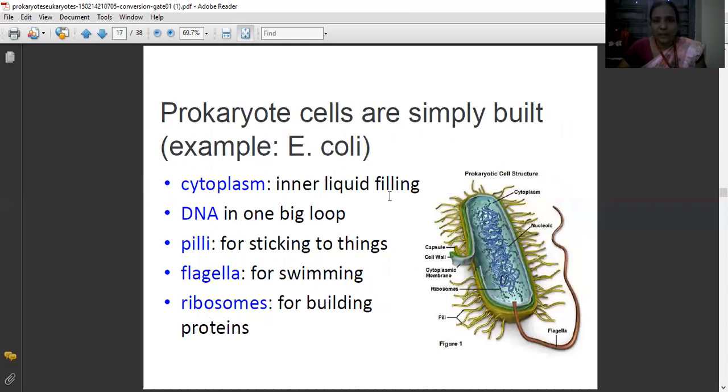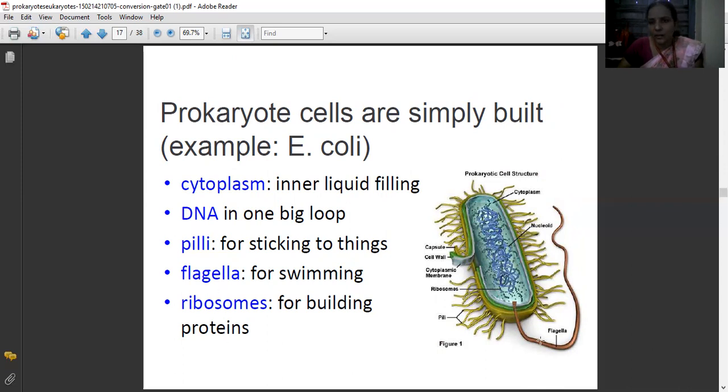Then cytoplasm, inner liquid filling. सेल मेम्ब्रेन के अंदर जो भी लिक्विड है ब्लूइश कलर का, it is nothing but a cytoplasm. Then DNA is one big loop जैसे structure है. Then pili for sticking to the things. जो external cell wall के ऊपर yellow color के लंबे लंबे thread like structures दिख रहे हैं, it is a pili. For what purpose are these pili present? For attachment or for sticking purpose during the reproduction or during the various purposes.